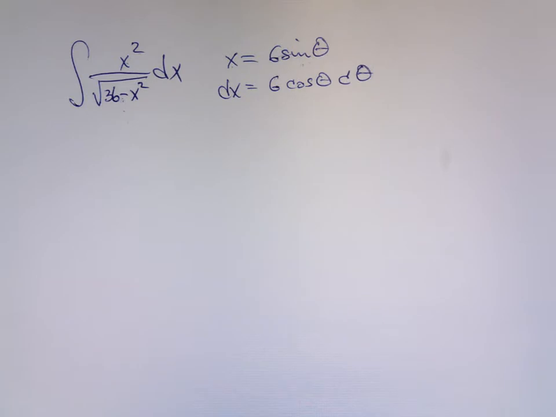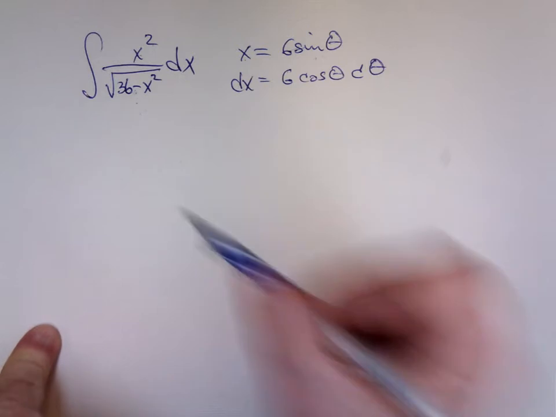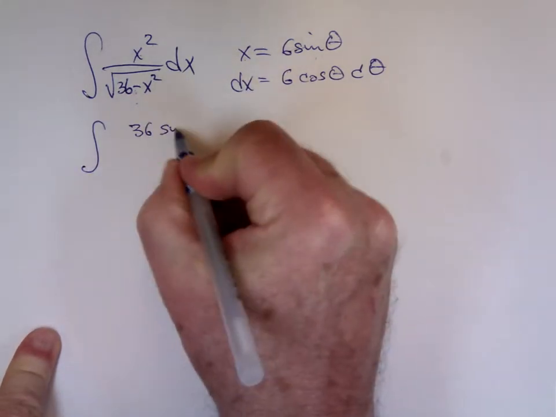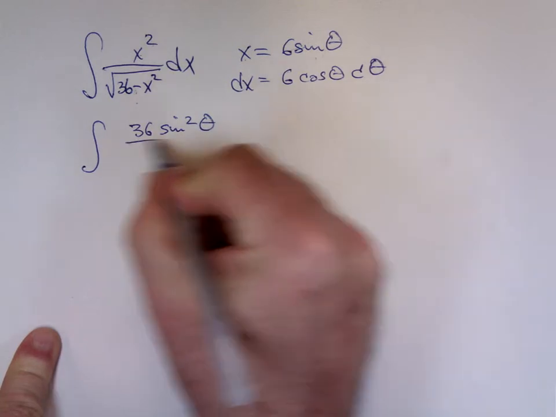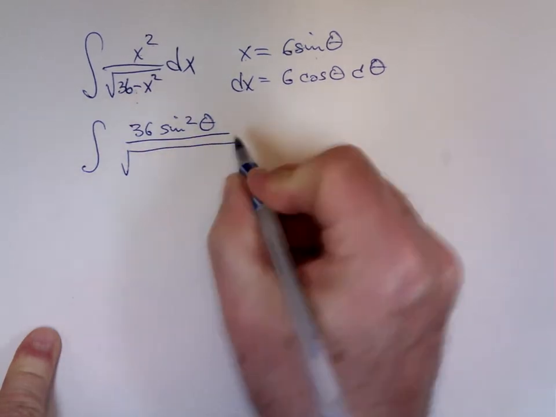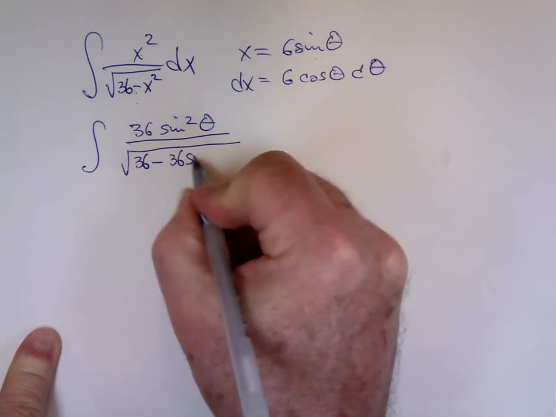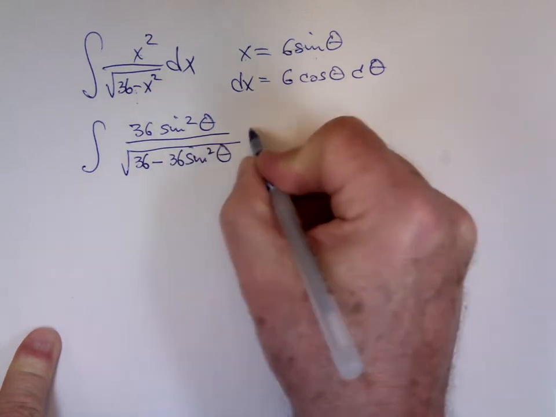No, I'm not going to change it, okay? All right, but we're going to do the whole thing out here. So what do we got? x squared over the square root of 36 minus x squared dx.